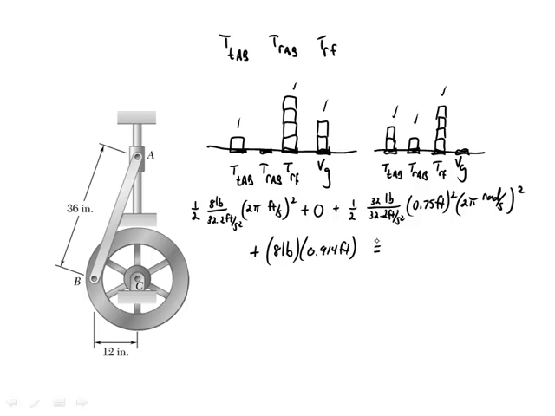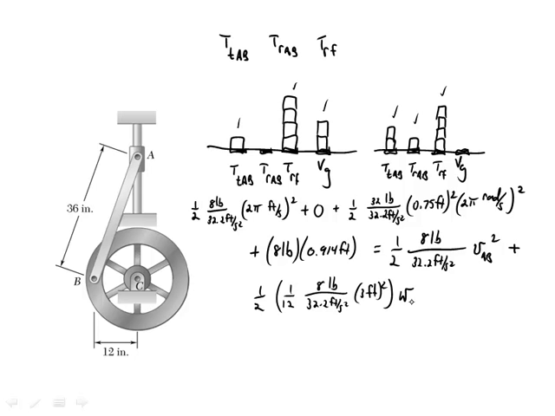Now the terms on the right would be 1/2 times 8 pounds over 32.2 feet per second squared, times vAB squared, plus 1/2 times the moment of inertia of the bar, which is 1/12 times the mass, 8 pounds over 32.2 feet per second squared, times 3 feet squared, times omega of bar AB squared, plus 1/2 times the moment of inertia of the flywheel, 32 pounds over 32.2 feet per second squared, times 0.75 feet squared, times omega of the flywheel squared. So I need to figure out what is the relationship between the omega of the flywheel and the omega and the velocity of the bar.